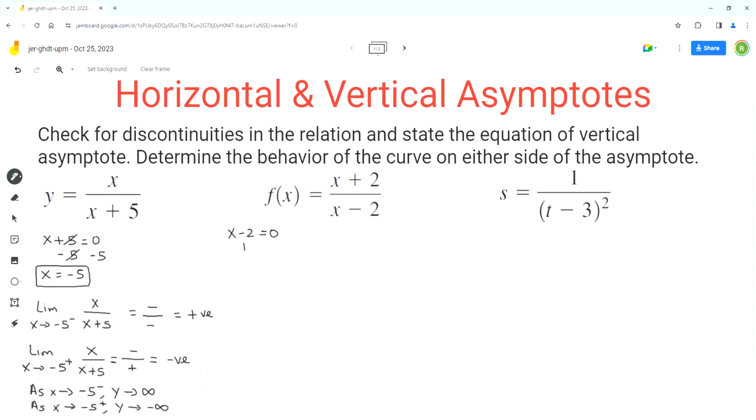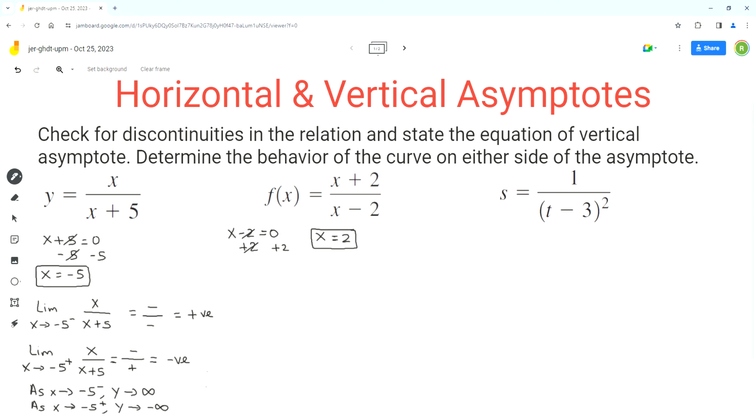So we'll add 2 to both sides. So the 2's on the left side will get cancelled out. So we get x equals 2. So this is the equation of the vertical asymptote in this rational function.